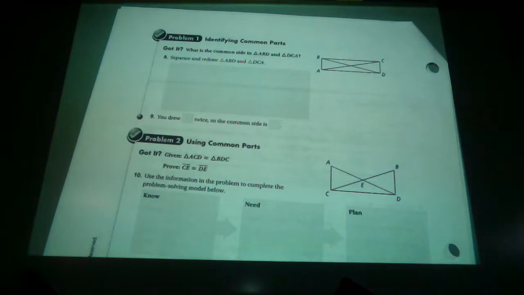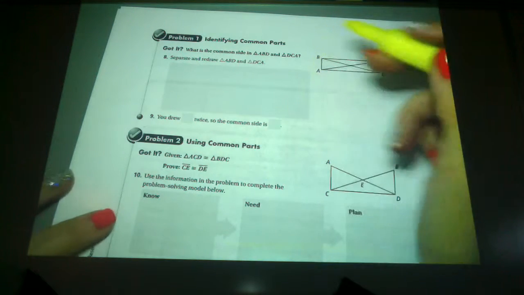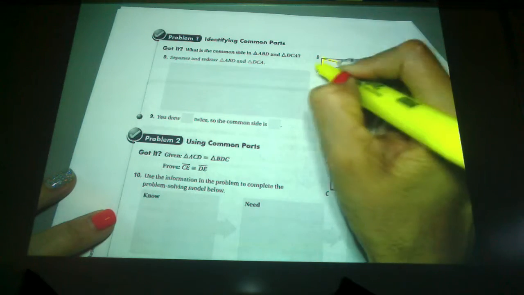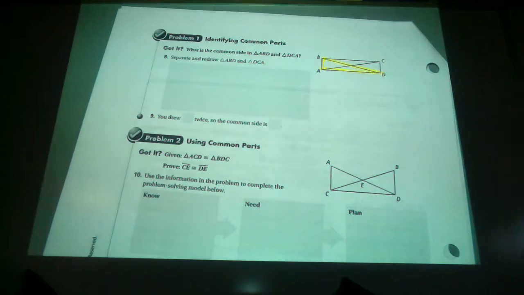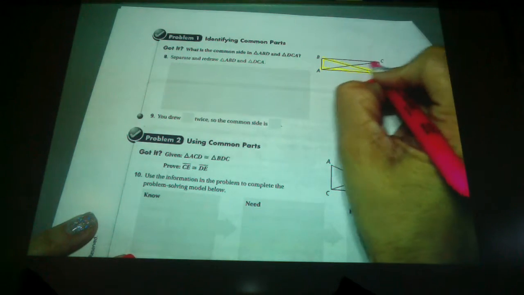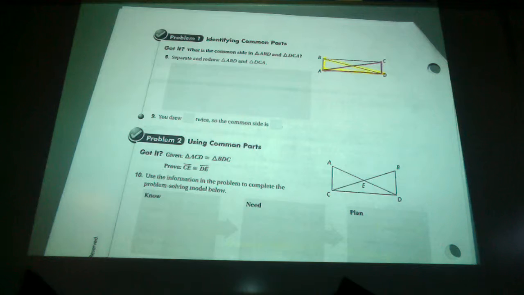For problem 1, what is the common side in triangle ABD? So I'm going to highlight, and for some of you this might be a good plan if it's hard for you to see it. I'm going to highlight ABD. So from A to B to D would be that triangle there. And then DCA. So these triangles share a side, don't they? True or false? Yeah, and you can see that through their triangle congruent statement.